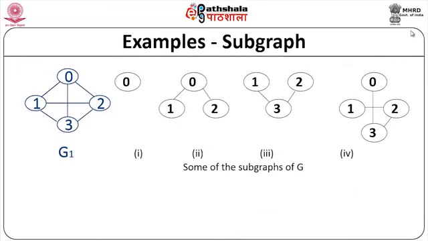So, for examples of subgraphs, let us take the graph G1, then the node 0 itself is a subgraph, 0, 1, 2 is a subgraph, 1, 2, 3 in this direction is also a subgraph. These are 4 subgraphs, there are many subgraphs possible. These are the 4 subgraphs of the graph G1.